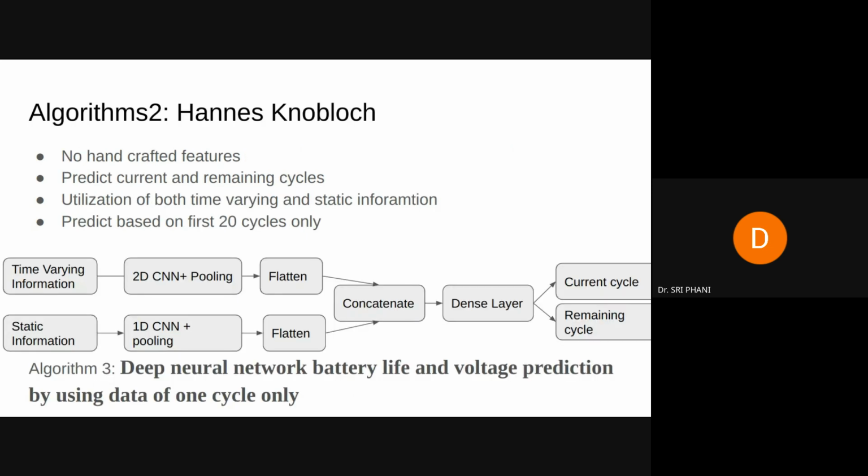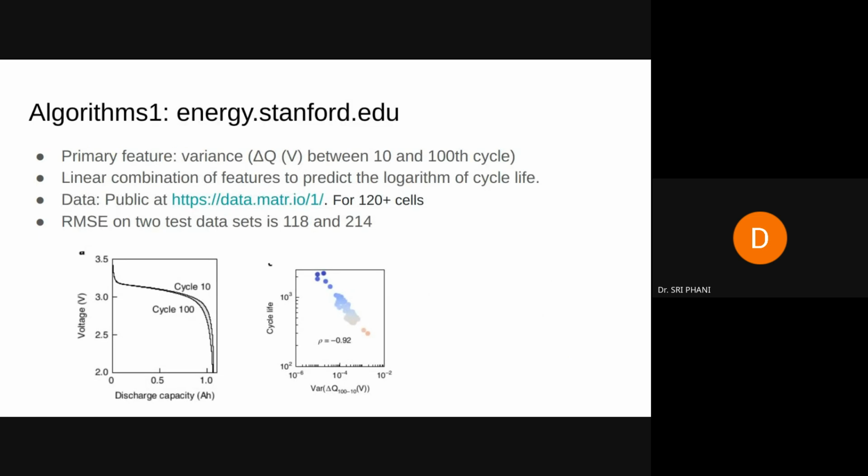So then Hans Knollbloch has suggested, okay, let's not go with that approach. Let us take a CNN and a dense layer based approach so that we can have a better outcome. And they were successful on that, and they have done it using a smaller number of cycles. And the beauty is that they have taken only a few tens of charge and discharge cycles to estimate what could be the final life left.